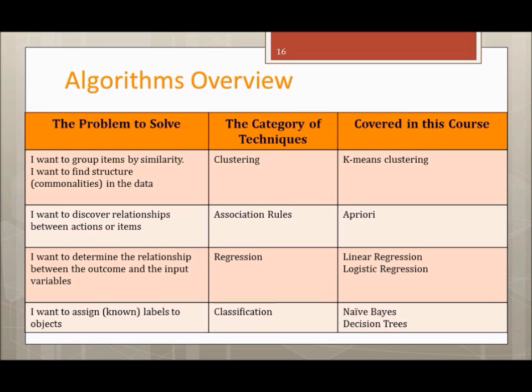So if you look at the third column, these are the names of the algorithms for each type of technique. For example, k-means clustering is used to perform clustering, the Apriori algorithm is used to perform association rules, linear and logistic regressions are used to perform regression, and naive Bayes and decision trees are used to perform classification.